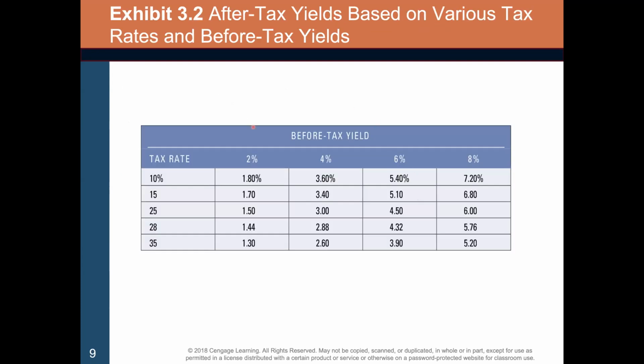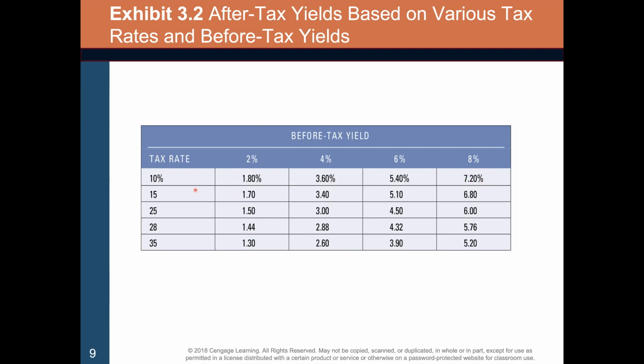So this is a great table to show you. In this blue area, we have the before tax yield of different securities. So there's a security yielding 2% before tax, 4%, 6%, and 8%. But what does that look like after tax? So the investor has to pay tax. If your tax rate is 10%, you can see your 2% before tax yield is now a 1.8% after tax yield, all the way up to this 8%, where the after tax yield would be 7.2.